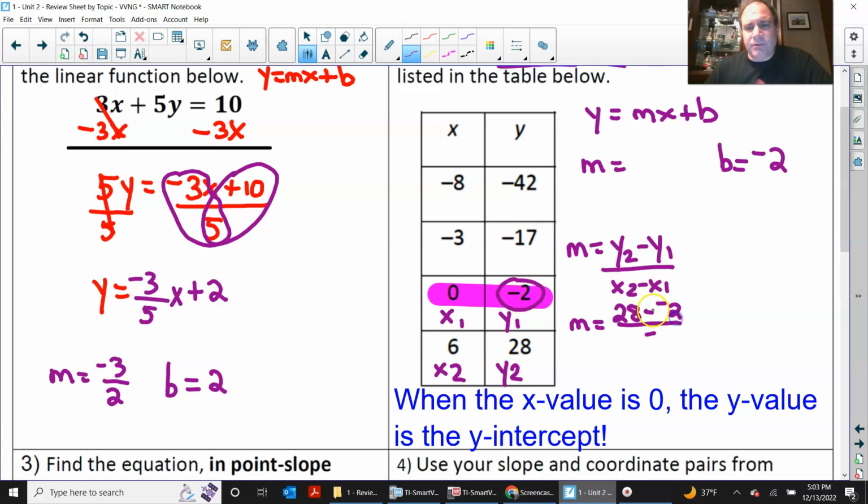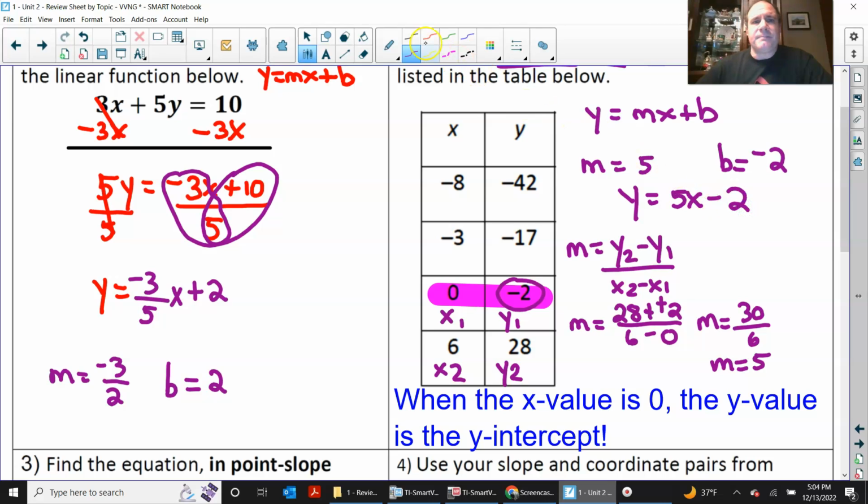You notice I have a double negative. I'm going to change that to a positive right away. And then I have 6 minus 0. I could put this into my calculator, or I could just go ahead and do 28 plus 2 in my head. That is 30. 30 over 6, that is 5. M equals 5. So my slope is 5. My y-intercept is -2. My equation of this line is y equals 5x minus 2. And that is my y equals mx plus b right here.